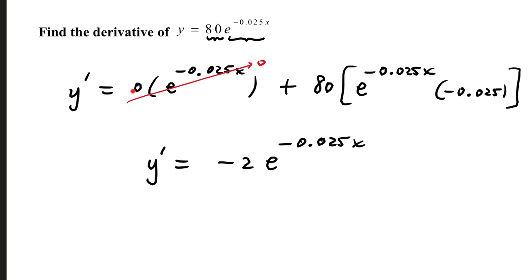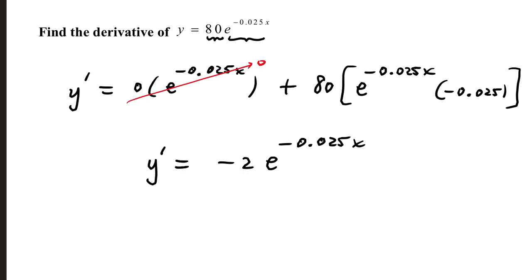Derivative of 80 is 0 times the second term left alone plus first term left alone times the derivative of the second term. Since that's exponential, we're going to make a copy times the derivative of the exponent, which is -0.025. If you multiply 80 times -0.025, you get a -2. That's where this -2 came from.